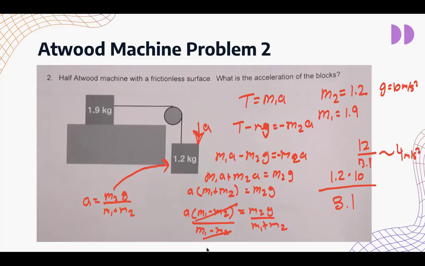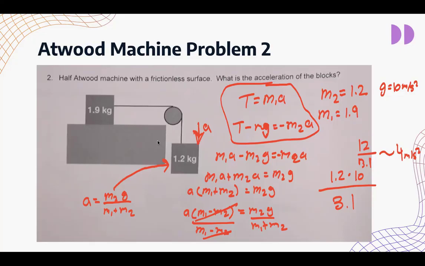So basically how I got that is, once you learn how to create your equations, using them is pretty simple, I would say. Once I got these two equations, all I did was substitute T for M1A, and then I could factor out and do the math. If you're stuck on the math, I would encourage you to work through it by yourself.